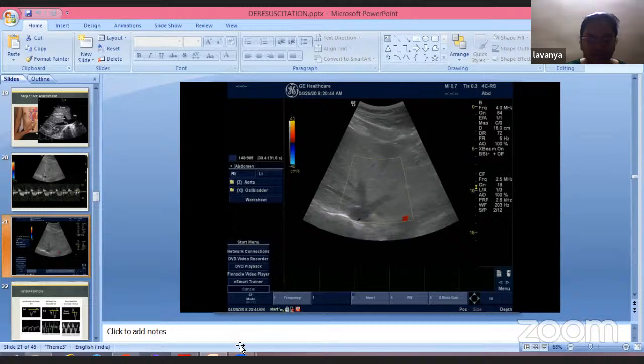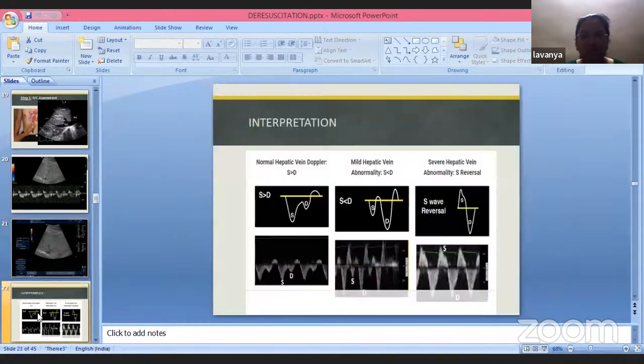Going back to the slideshow. So how to interpret this hepatic vein Doppler? Normally, the systolic wave is more than the diastolic wave, on the negative side. When there is a mild venous congestion or mild hepatic venous abnormality, the systolic wave amplitude will decrease compared to the diastolic. So S is less than D.